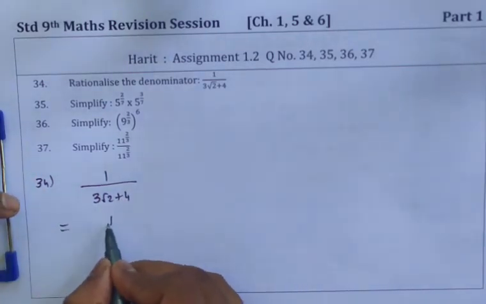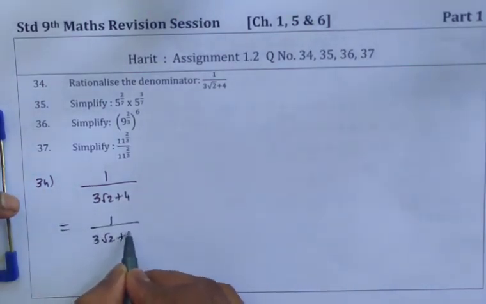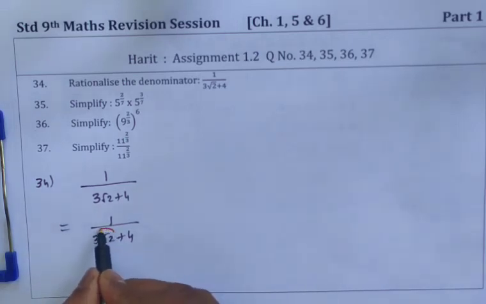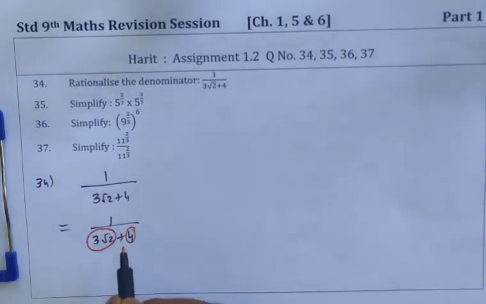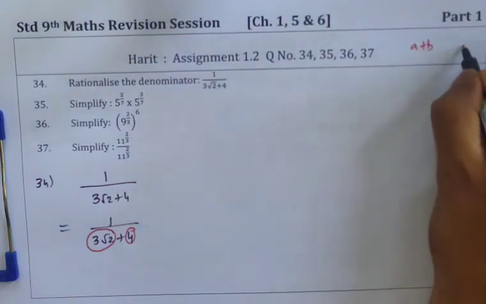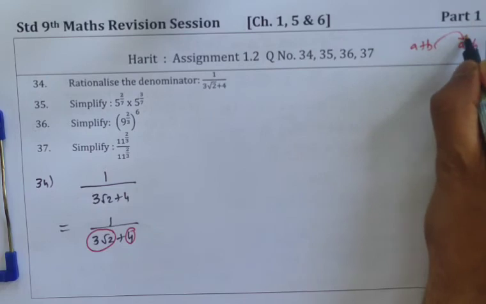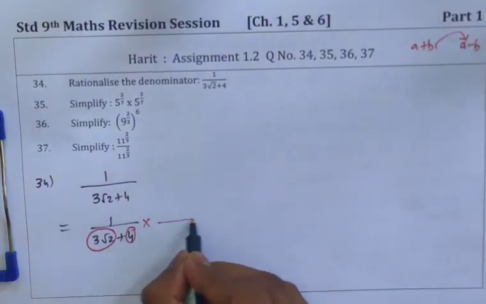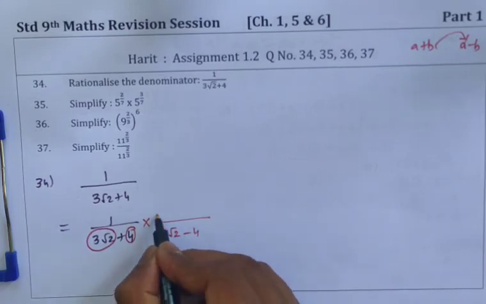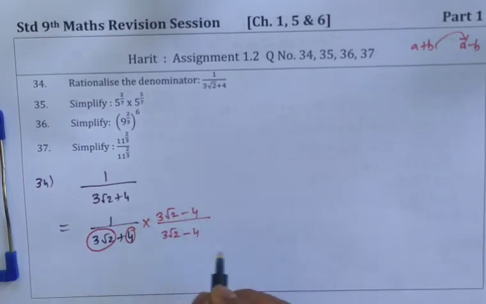That is equal to 1 upon 3 root 2 plus 4. आपको डिनोमिनेटर से रूट निकालना है. You want to remove this root from the denominator. Denominator is binomial of the form a plus b. a plus b फॉर्म हो तो उसका रेशनलाइजिंग फैक्टर है a minus b. So I'm going to multiply and divide 3 root 2 minus 4 upon 3 root 2 minus 4. Actually this is 1. Okay.